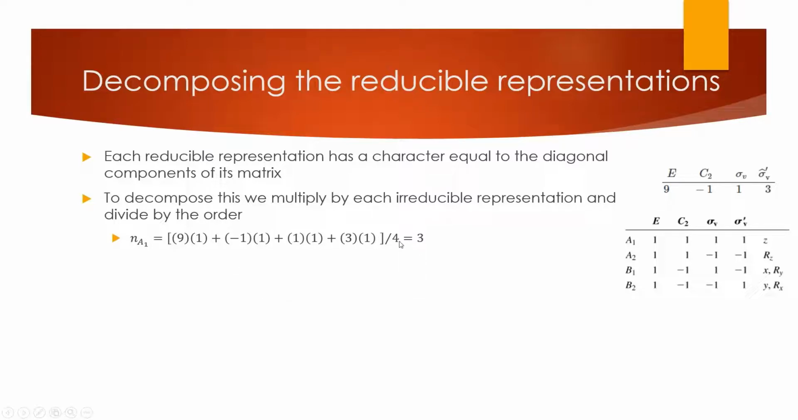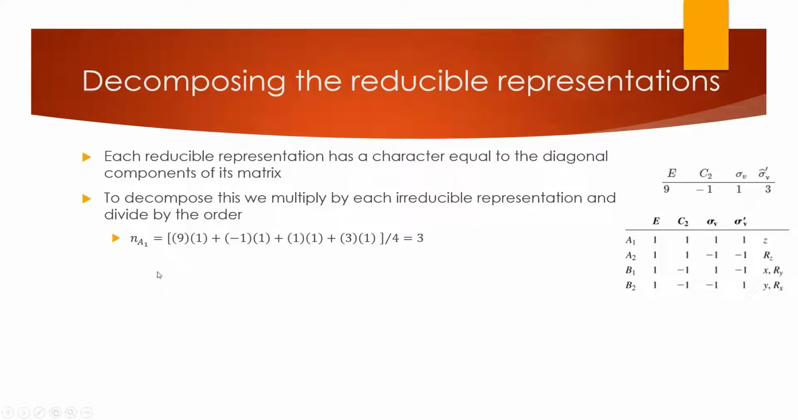And we divide that by the order of the representation, which is 4. There's 4 symmetry operations in the C2V point group. And that gives us 3. So what this means is that in this reducible representation, there are 3 representations that belong to the A1 representation. And we'll talk about how we use this coming up.